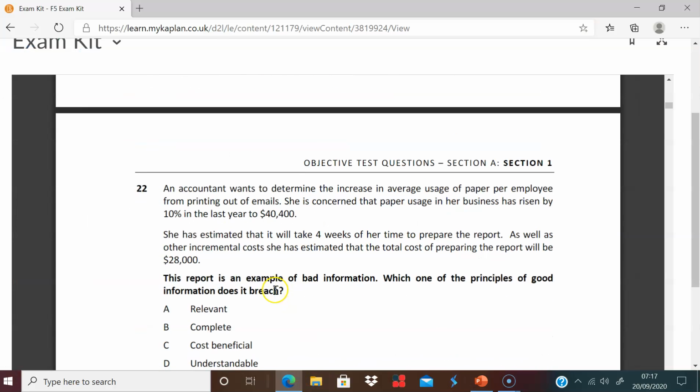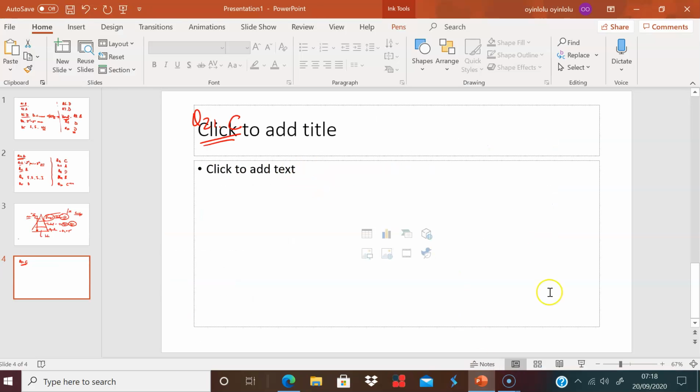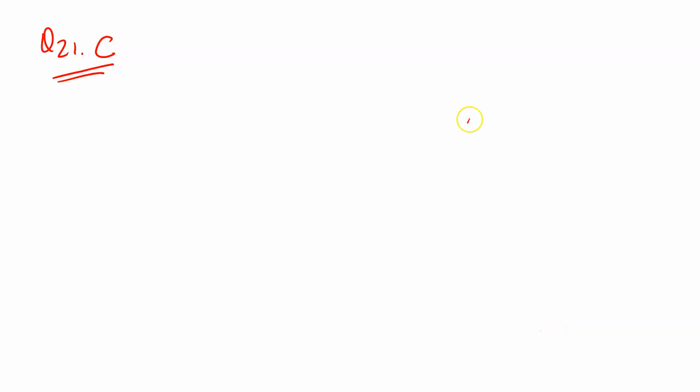Let's look at question 22. So an accountant wants to determine the increase in cost, whether or not this is worth it. I actually did some calculations here, and it says she's concerned the paper usage in her business has risen by 10% in the last year, which means if I just come here, 40,400. She believes it has increased by 10%.